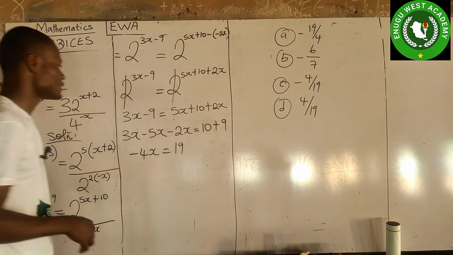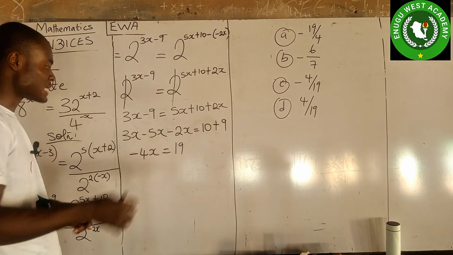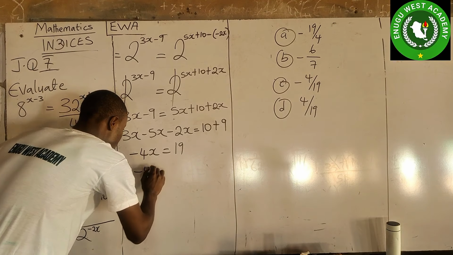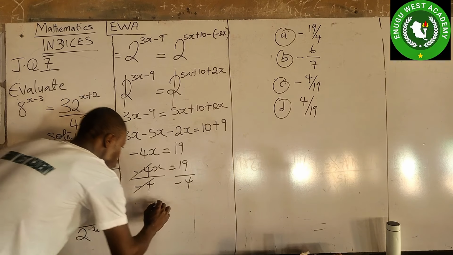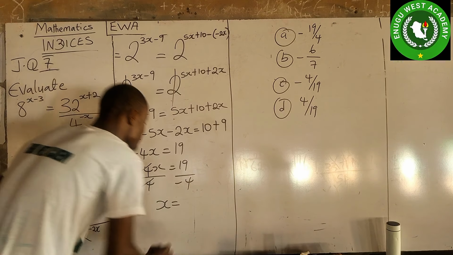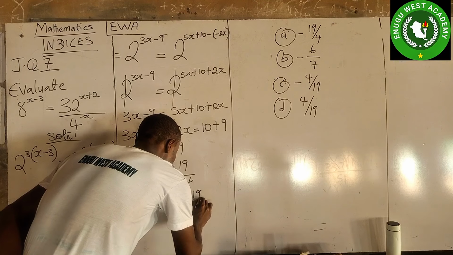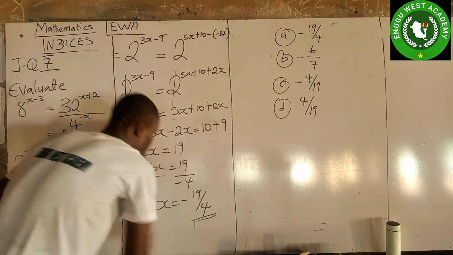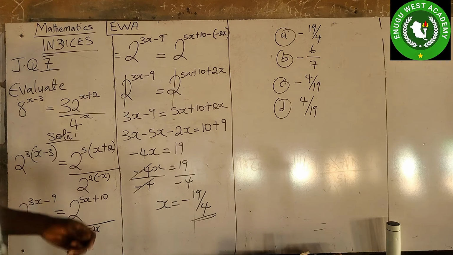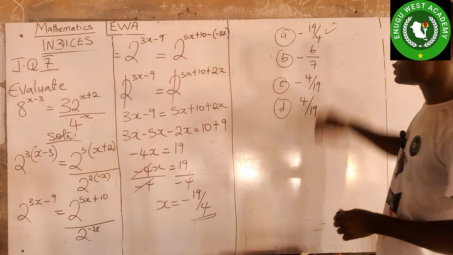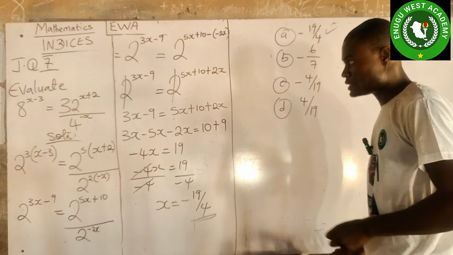Now divide both sides by the coefficient of x. And that is minus 4. So divide both sides by minus 4. So minus 4x equals 19, over minus 4 over minus 4. So cancel, cancel. So our x will be equal to minus 19 over 4. And that is our final answer. So we have minus 19 over 4. So our option A is correct. So that is how to solve this.